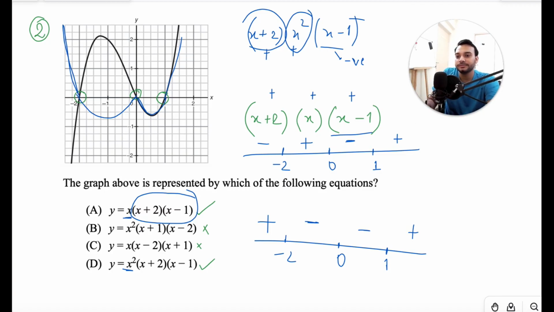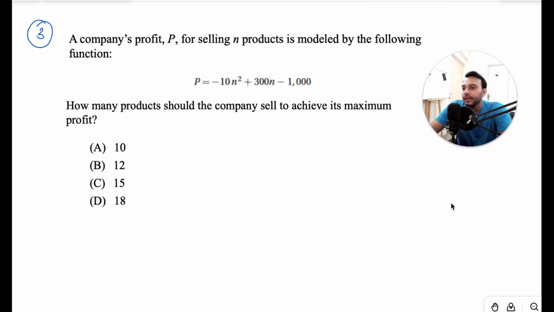Okay, let's go to the next one. Question number 3. A company's profit P for selling n products is modeled by the following function. P is equal to negative 10n squared plus 300n minus 1000. How many products should the company sell to achieve its maximum profit?